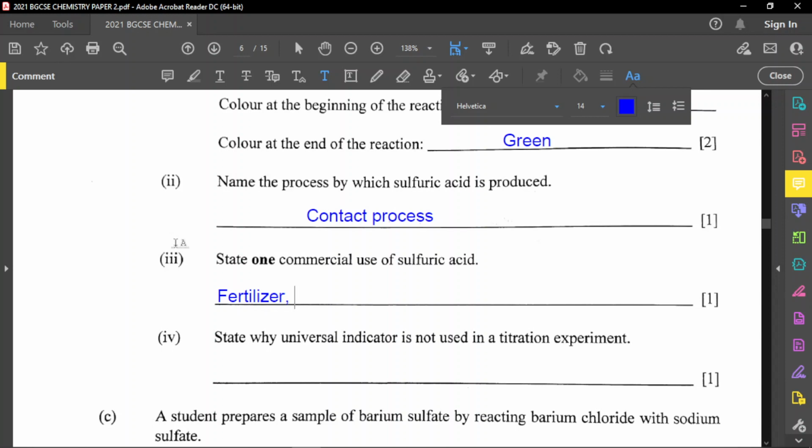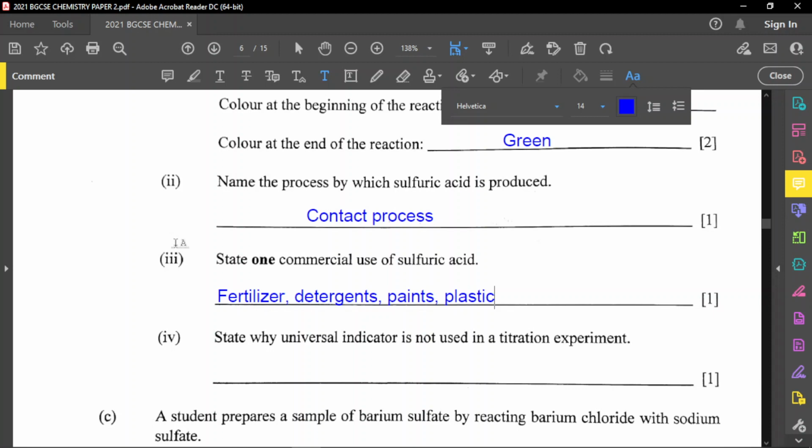Also in detergents, so it is used to produce detergents. It is used in making paints. I think I've mentioned these in paper 1 when I talked about sulfuric acid and the contact process. You can also use it to make plastic. Yeah, I did mention the same exact things in paper 1.